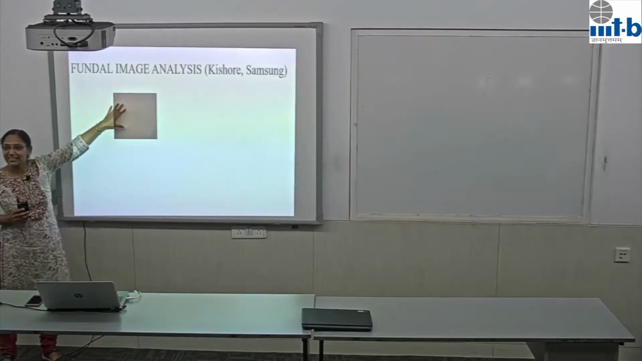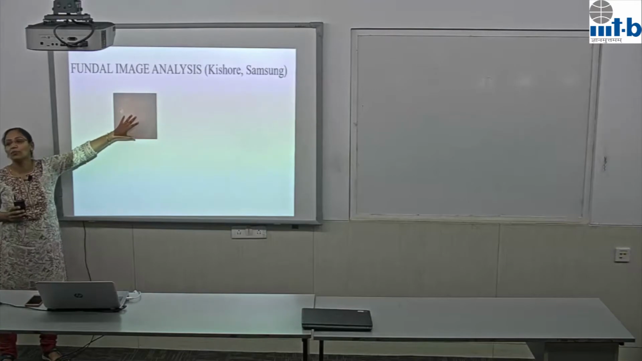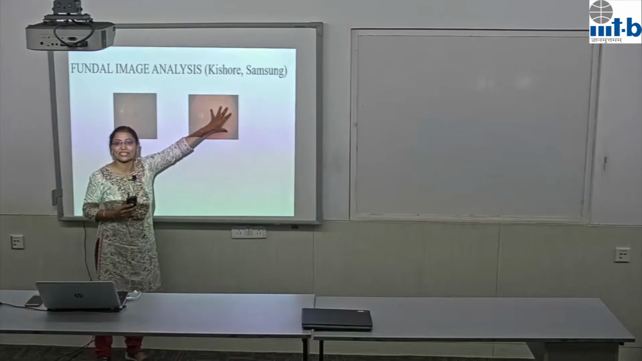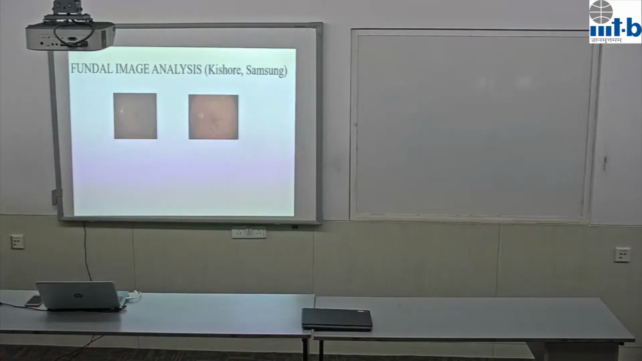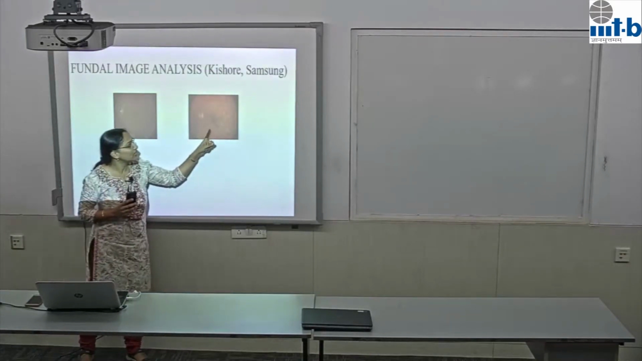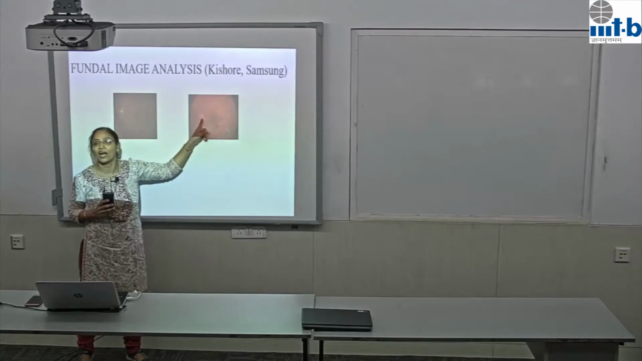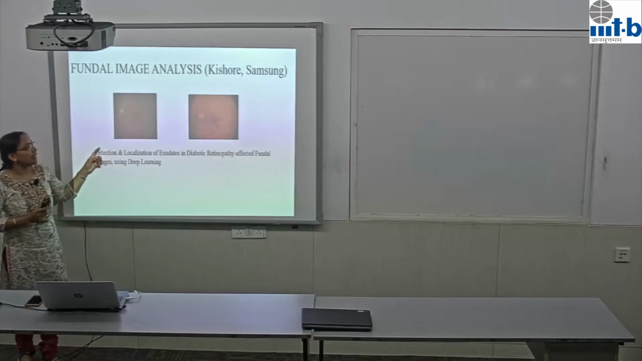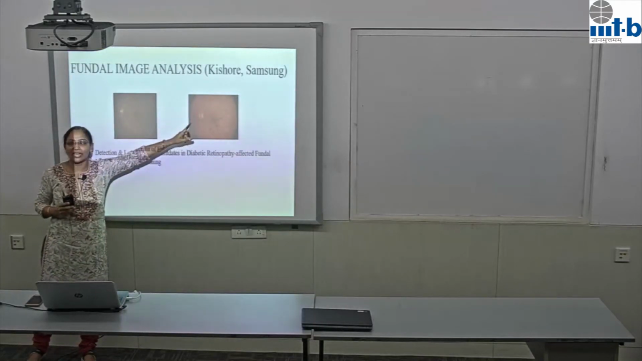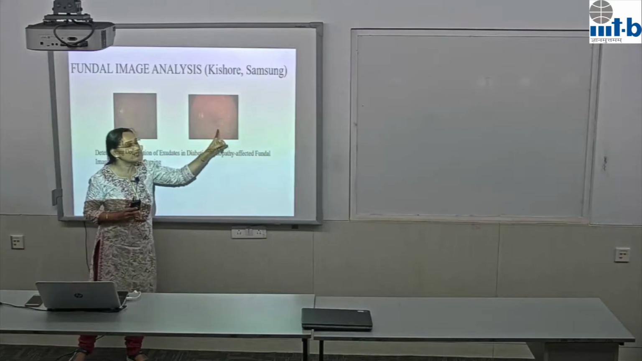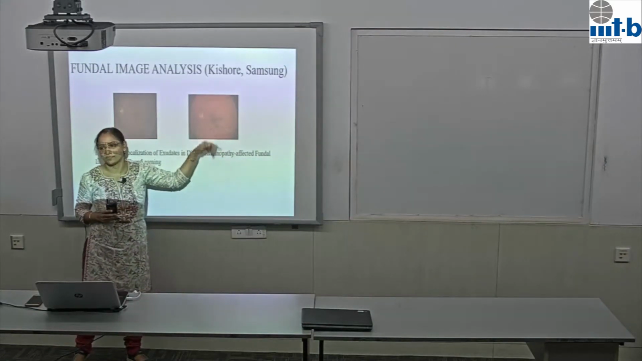I don't know if you can see the details well enough, but this is the picture of a normal eye. And here, this is the picture of an eye that is affected by what is called diabetic retinopathy. What distinguishes a diabetic retinopathy eye from a normal eye is the formation of these. These are called hard exudates. So he worked on, first of all, being able to say if the eye is normal or affected by diabetic retinopathy. And if it is affected, localize where those exudates are.